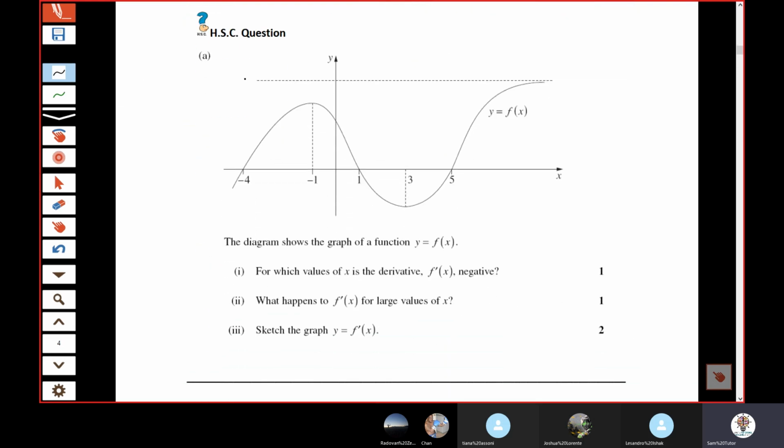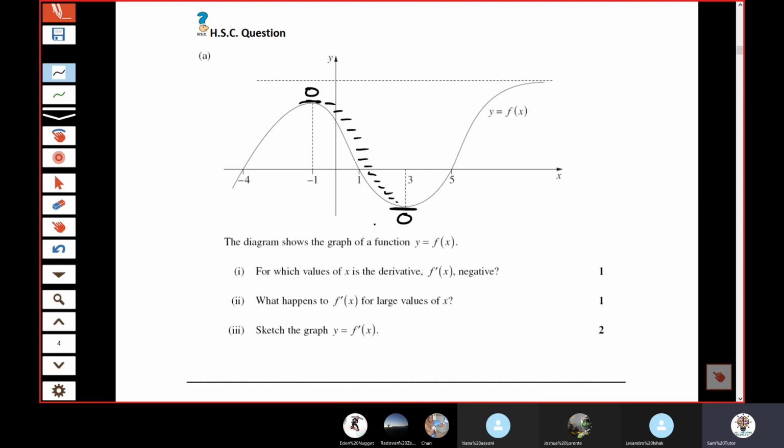HSC question. The diagram shows the graph of a function, y equals f of x. For which values of x is the derivative f dash of x negative? So for which values of this is the derivative negative? Well, positive, 0, negative here. So negative, 0, positive.